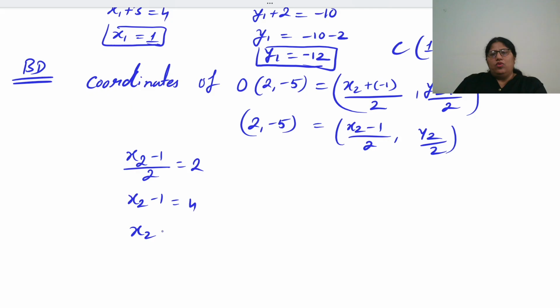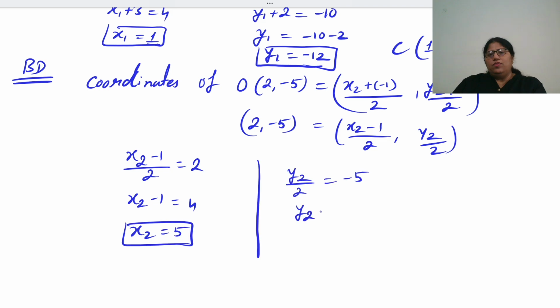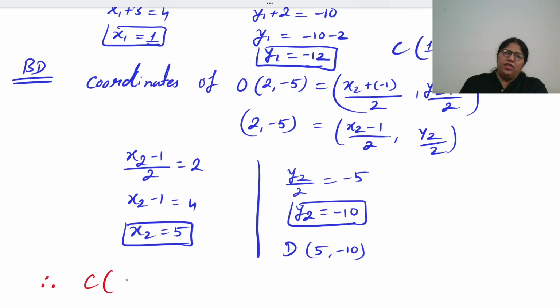After that, let us get the y2 coordinate also. Y2 by 2 equals minus 5, so y2 is minus 10. So the coordinates of D are going to be 5 comma minus 10. Therefore, the remaining two vertices are C with coordinates 1 comma minus 12, and D with coordinates 5 comma minus 10.